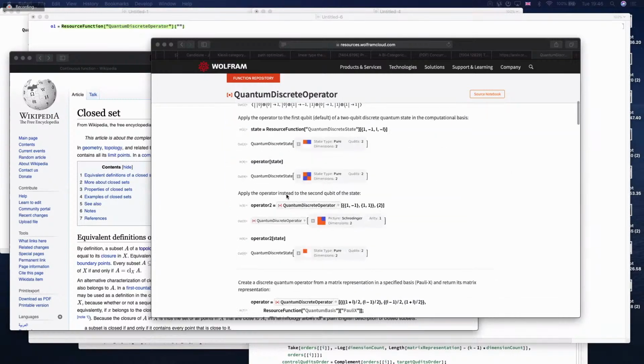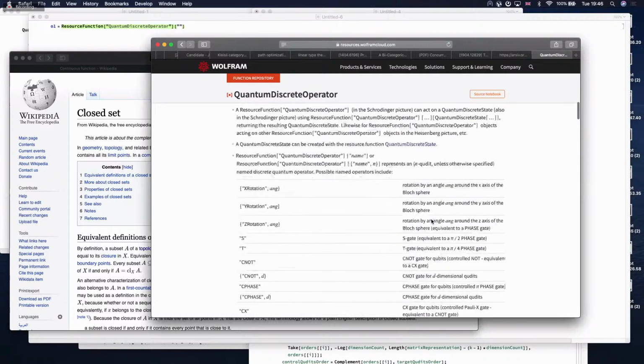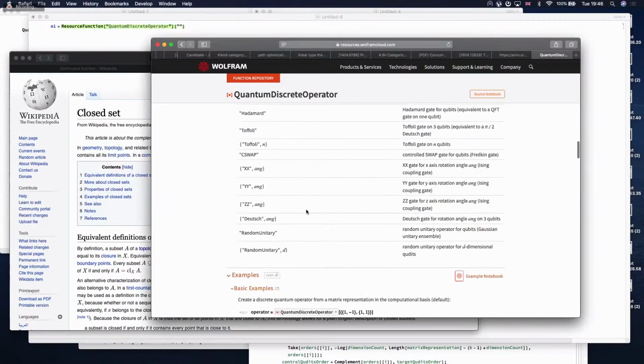Anyway, so yes, on the documentation for quantum discrete operator, here's the inventory of named gates that we've got.